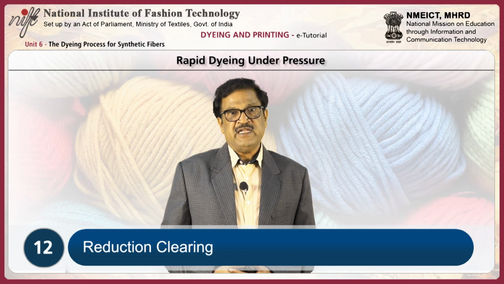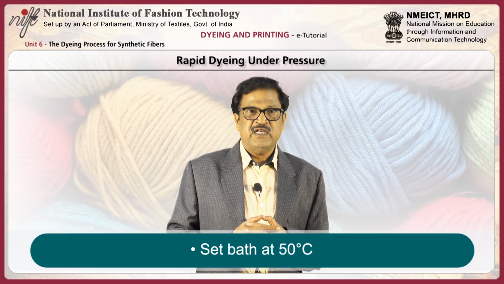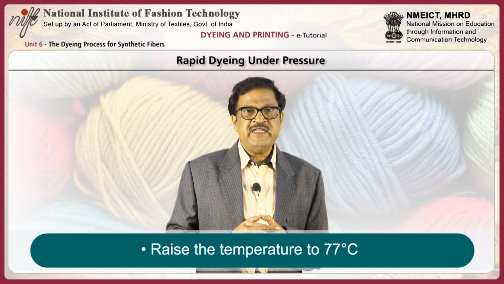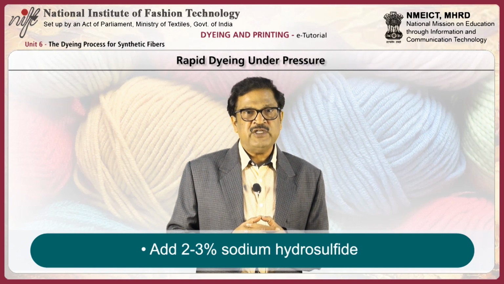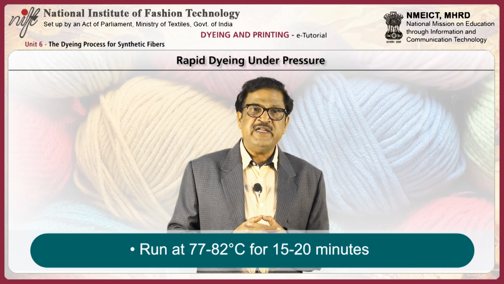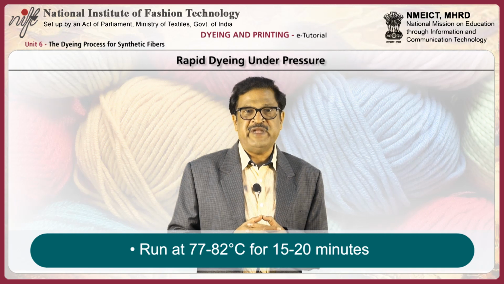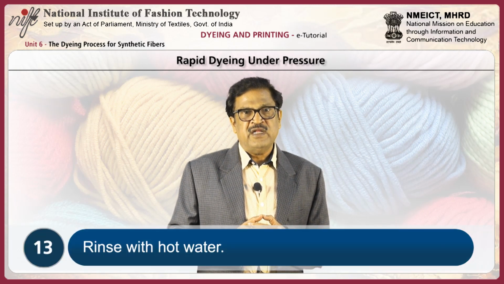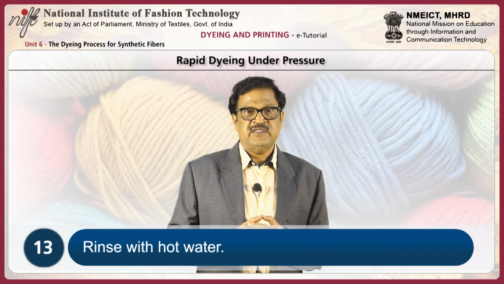Finally, reduction clearing. Here, set the bath at 50 degrees centigrade and add 2% sodium carbonate and raise the temperature to 77 degrees centigrade, and further add 2 to 3% sodium hydrosulfide and run at 77 to 82 degrees centigrade for 15 to 20 minutes. Then rinse with hot water and neutralize with acetic acid at 50 degrees centigrade.